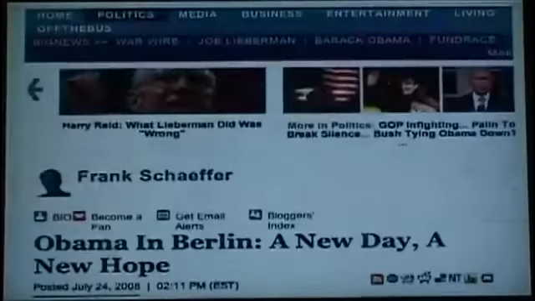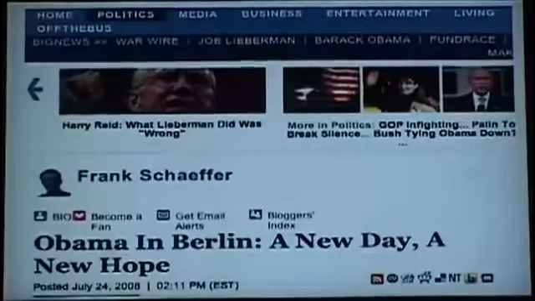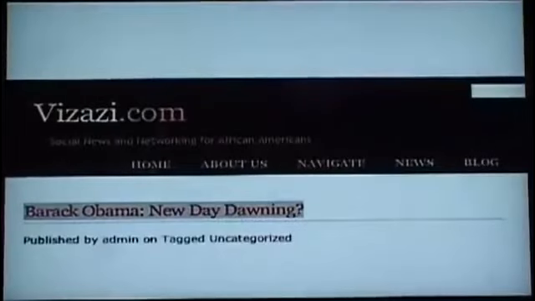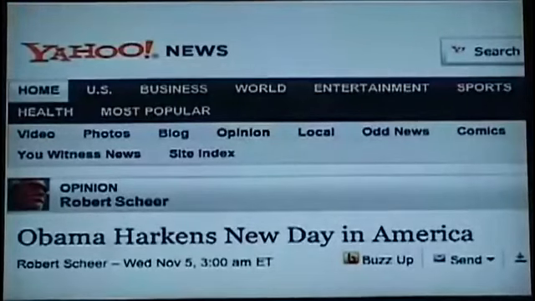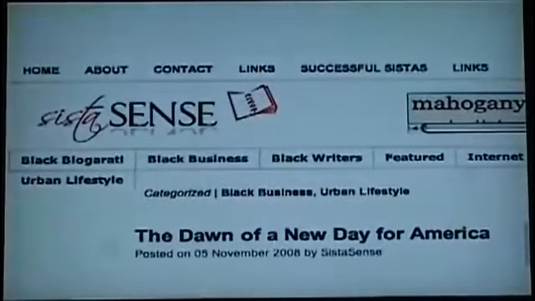Communist Party is ecstatic over the 2008 election results. Voice of Marxism announced hard work is just beginning. Obama in Berlin, a new day and a new hope. Barack Obama, a new day is dawning. I don't know if you're getting the point of where we're going and who we are today in America. But we are a full-blown communist, Marxist, Leninist state.